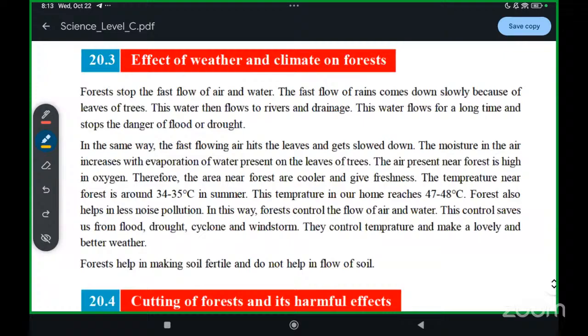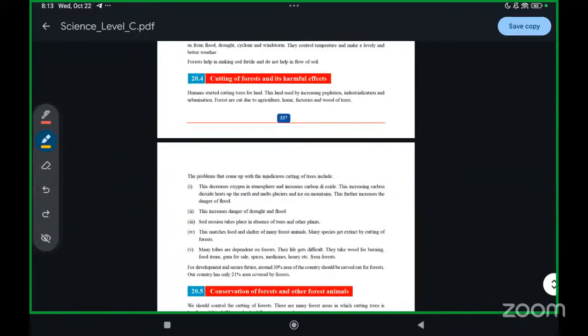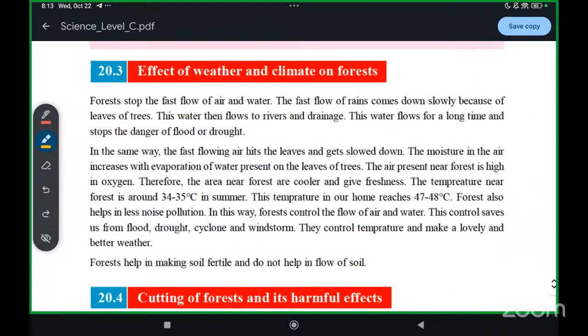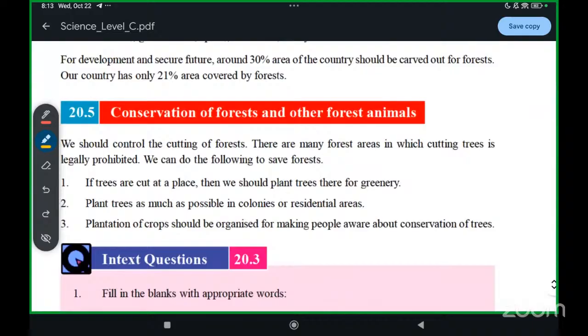Effect of weather and climate on forests, we will do this tomorrow. Also about cutting the forests and its harmful effects, and conservation of forests and forest animals. Let's do this tomorrow.